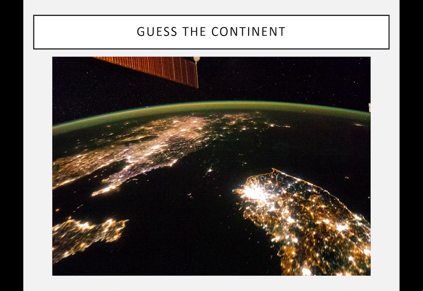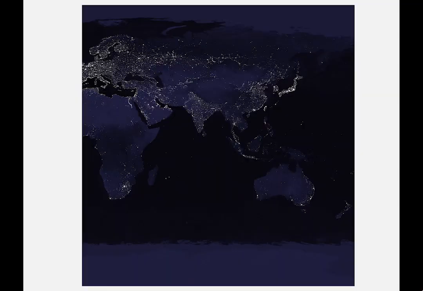So let's take a look at some geography here. What are we looking at? Well, this is clearly a picture from space, and I think it's from the International Space Station. But the question is, what continent or what country even are we looking at? Well, let's take a look at the next one. We'll have maybe a better idea.